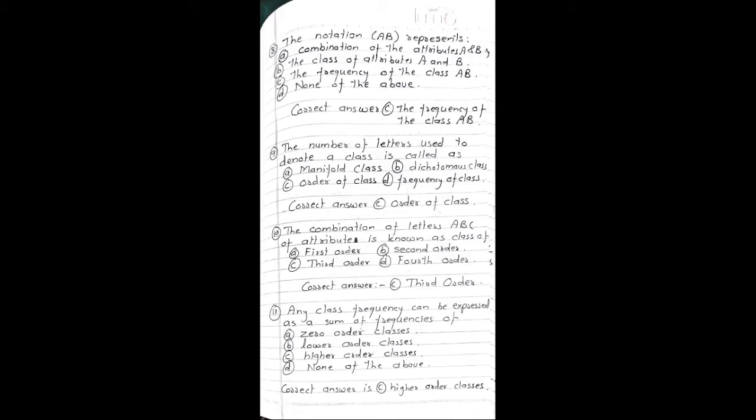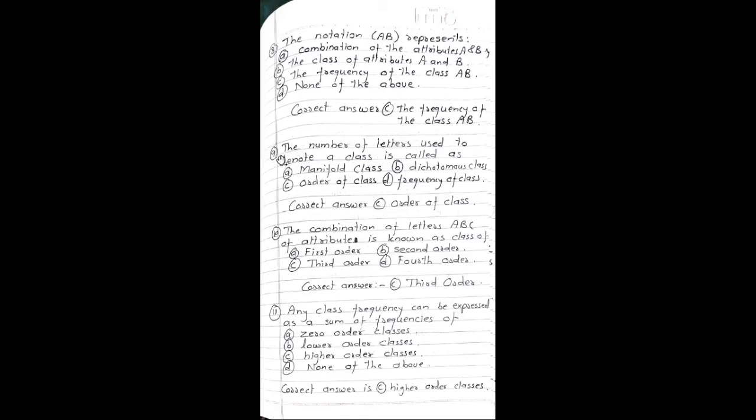Question number 8. The notation AB represents A. Combination of attribute A and B, B. The class of attributes A and B, C. The frequency of class AB, and D. None of the above. The correct answer is C. The frequency of class AB.